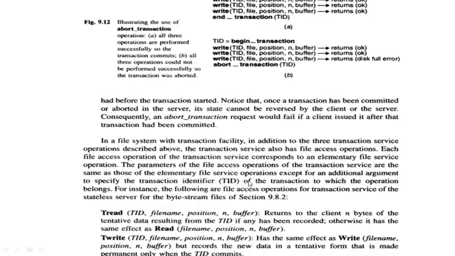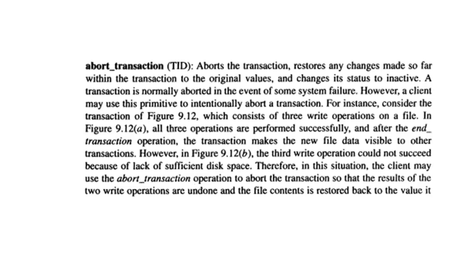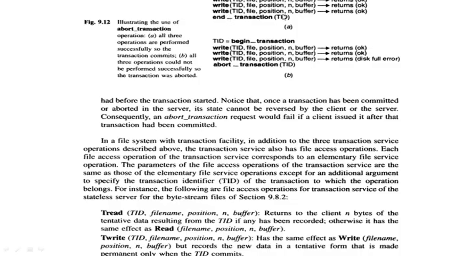Here we have an illustration of a transaction where all the operations are performed successfully. At the end operation, the transaction will be like this. In this situation, the client uses the abort operation. See here: begin transaction, write with transaction ID, file position, n, comma, buffer. It returns okay, okay, okay. Here all these operations are performed successfully, so it performs the commit: end transaction, TID.